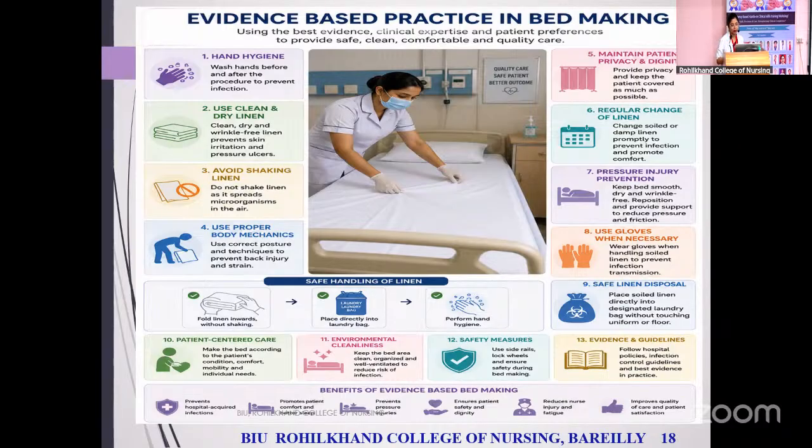Next, change soiled or damp linen promptly to prevent infection and promote comfort. Keep the bed smooth, dry, and wrinkle-free. Always use gloves. Place soiled linen directly into the designated laundry bags without touching it. Make the bed according to the patient's need. Keep the bed area clean and organized. Use side rails, lock wheels, and ensure safety during the bed making. And always follow the hospital protocols.